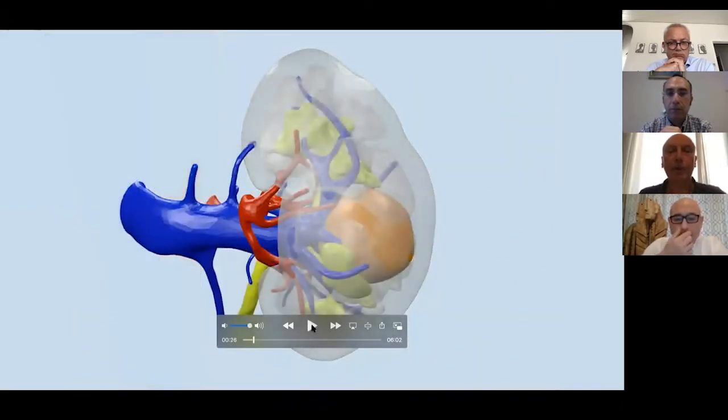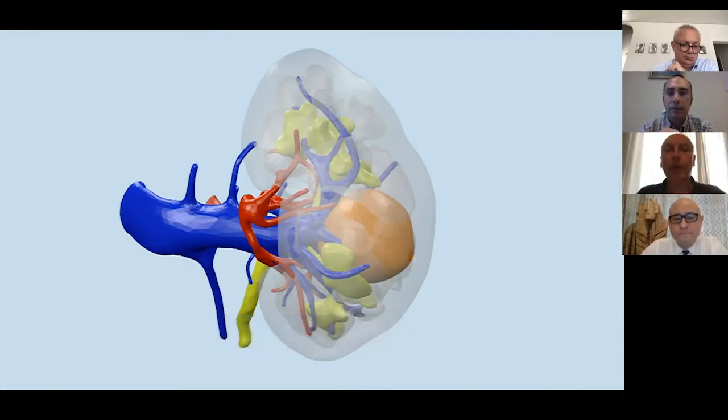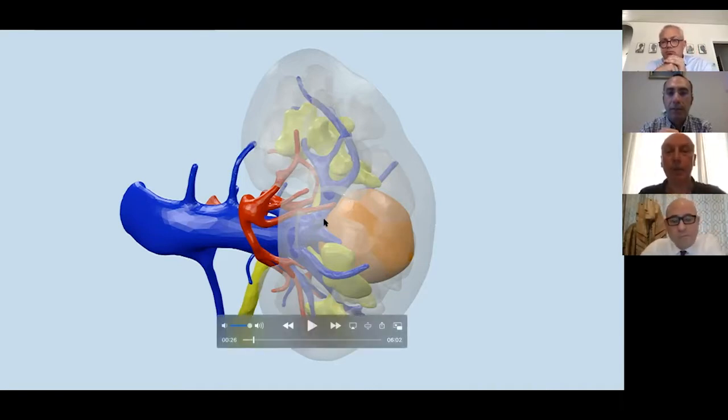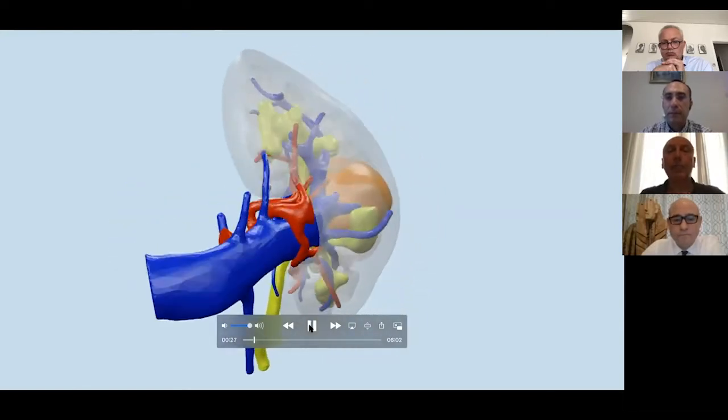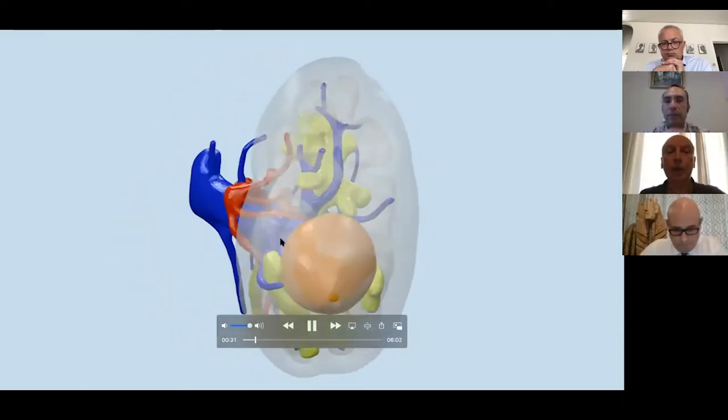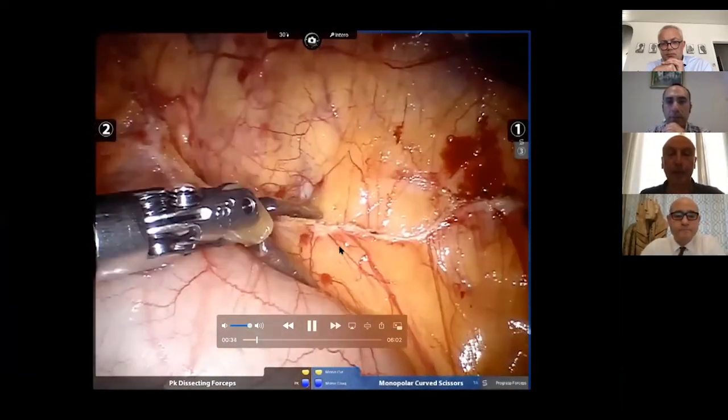Before doing the operation, we perform the 3D reconstruction. This is the 3D reconstruction that we usually make thanks to the multi-slice CT scan, with work that we do together with the bioengineers using special medical software dedicated to 3D reconstruction. It is a very particular reconstruction because it gives us the possibility to apply transparency to the kidney and so visualize the tumor that is localized inside the kidney itself.